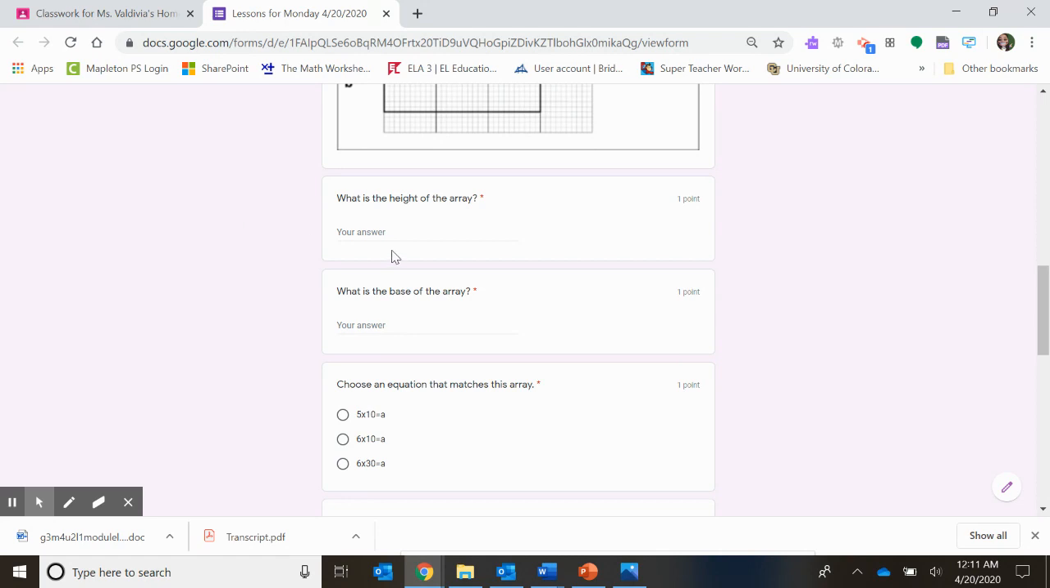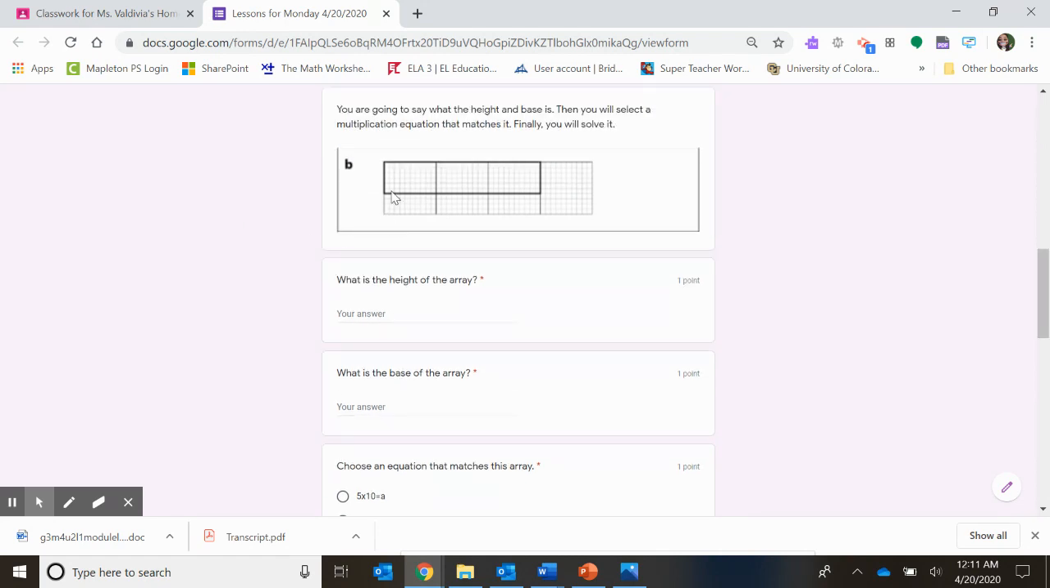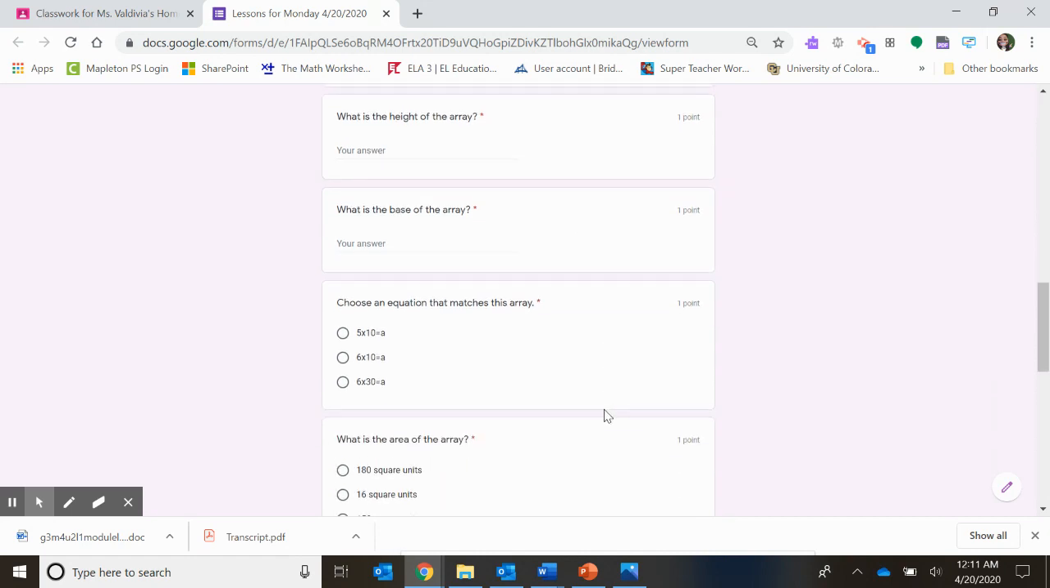So the height of the array, you're saying, oh, Miss Valdivia, this is really hard to see. Use our strategy. Count how many you see on the bottom and subtract that from 10. That will tell you the height. And then use our trick. These are tens. If they're hitting the bold line, that's 10, okay? So use that to help you. The height is how high it is. The base is how wide it is, okay?